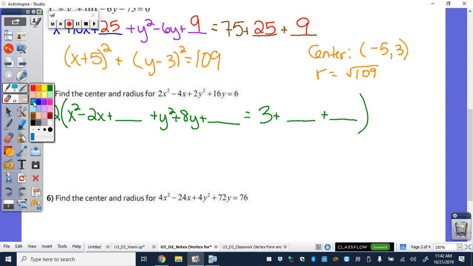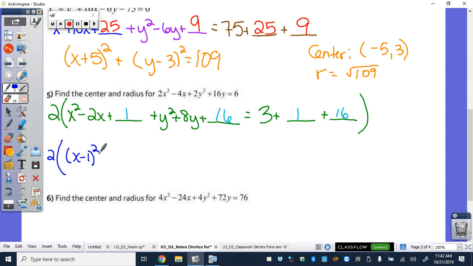All right, completing the square for the x, what number goes in the space? 1. How about for the y's? So the x would factor into x minus 1 squared. Again, I still have 2 parentheses. The first one is from that 2 being all the way on the outside of everything, and then my x minus 1 squared is in parentheses. So then for the y's, that would factor into y plus 4 squared. And it's going to equal 20.